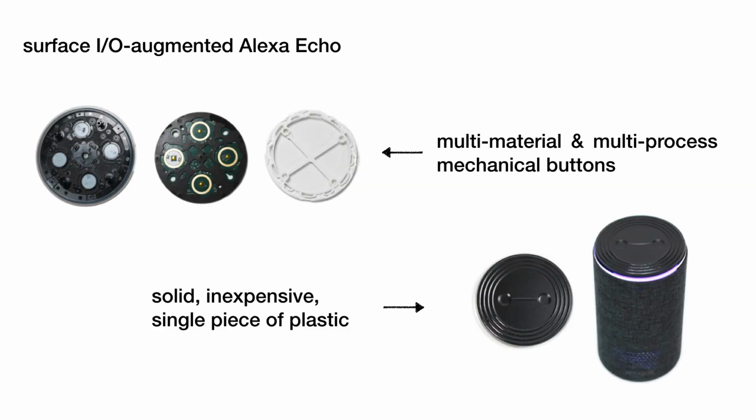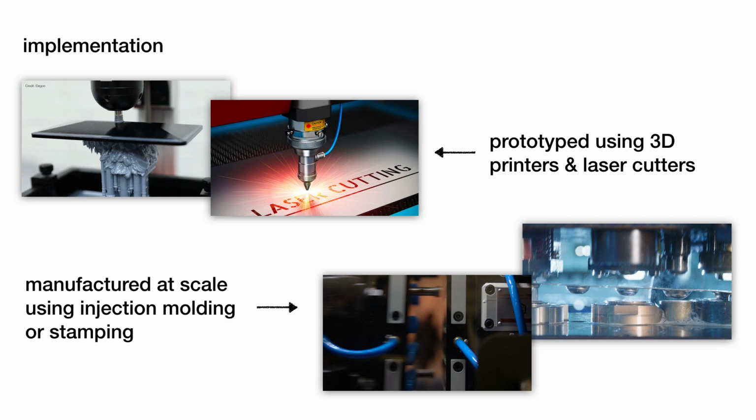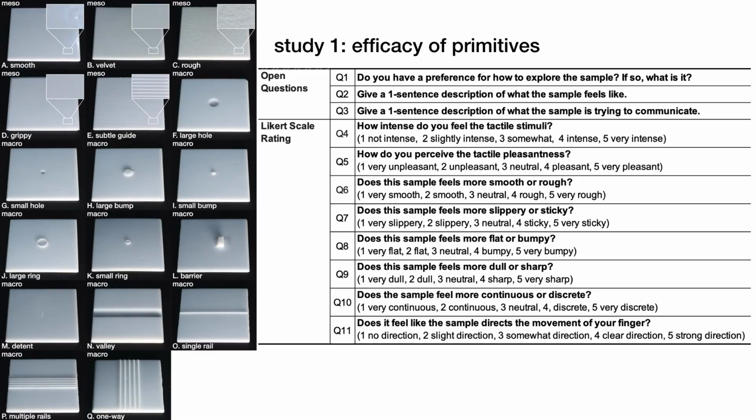Surface I/O could also simplify designs, such as the multi-material and multi-process mechanical buttons on this Alexa Echo, with an entirely solid and inexpensive single piece of plastic. Importantly, once prototyped using 3D printers or laser cutters, these interfaces can be manufactured at scale using methods such as injection molding or stamping with very low and essentially no additional component cost for consumer goods.